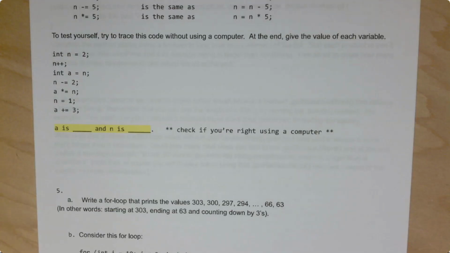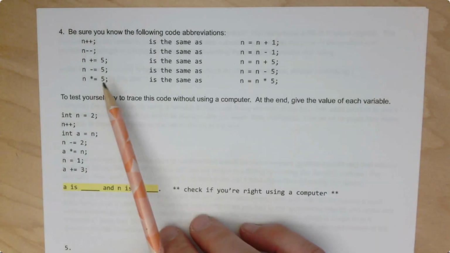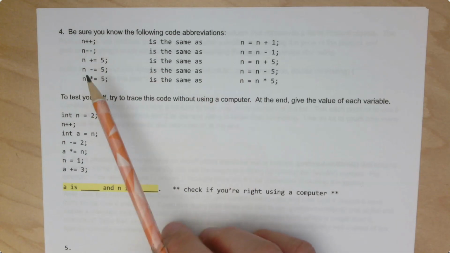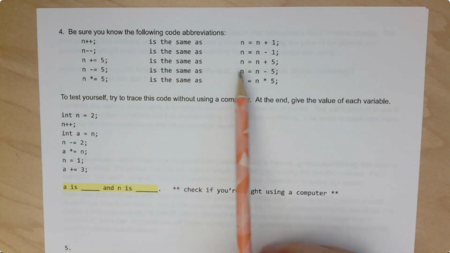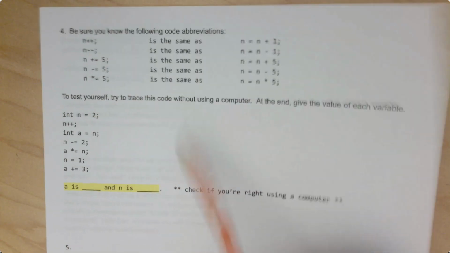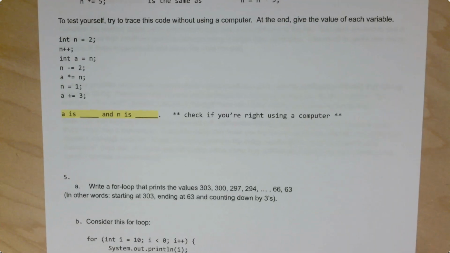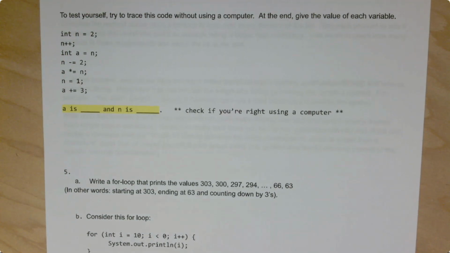All right, let's keep it going here. So I don't know if you've seen these syntactic abbreviations before, but n++ is the same as saying n equals n plus 1. n-- is n equals n minus 1. n += 5 is the same thing as n equals n plus 5, and so on. So this is just to test your code tracing. There is a medium amount of code tracing in the AP test. Is it the most important programming skill in the world? No. I think it's fairly important when you're debugging. But it's a thing that you'll have to do, certainly.